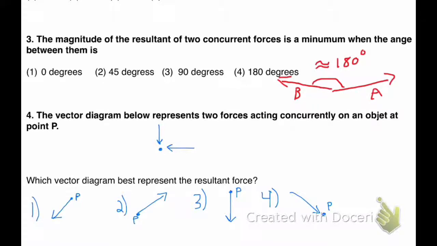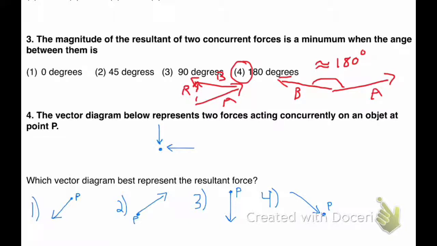If we were to use the head-to-tail method, and I'll do that over here, this is A, and this is B, you would see that the resultant would be a very small resultant. And as you approach more towards 180 degrees between the two vectors, the resultant will get smaller and smaller. Therefore, the answer to this question would be 180 degrees.